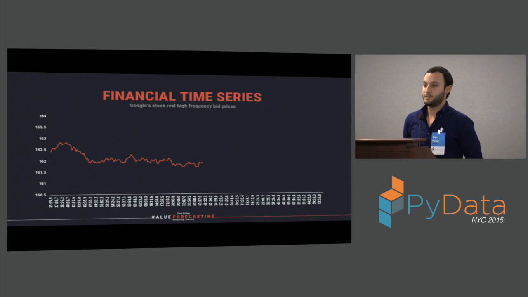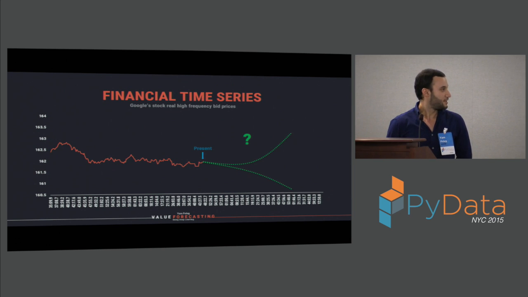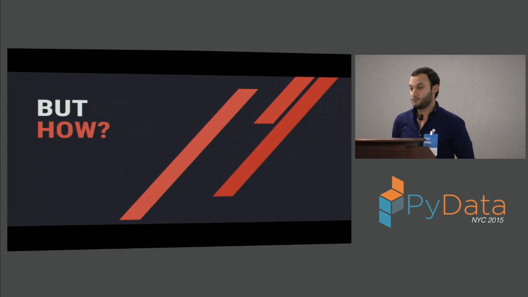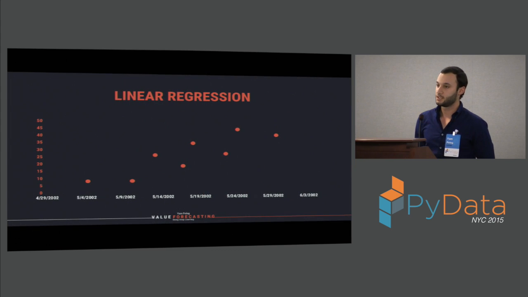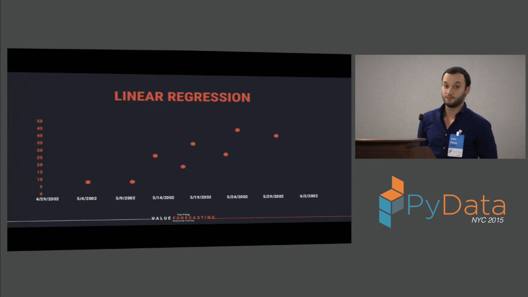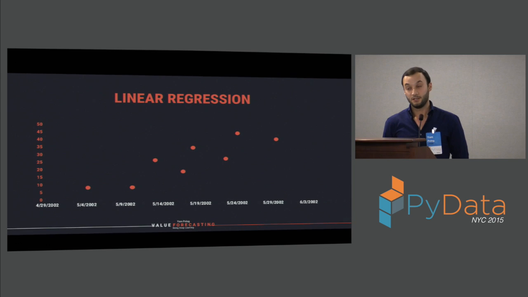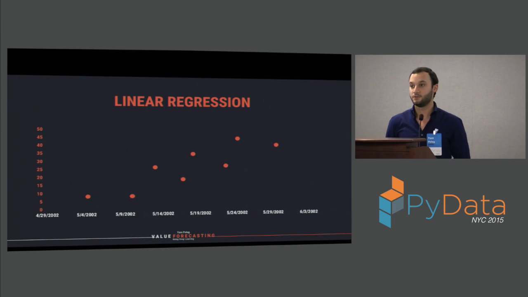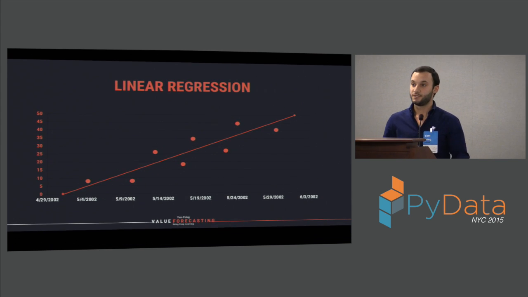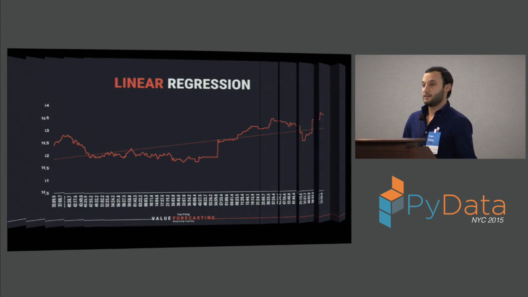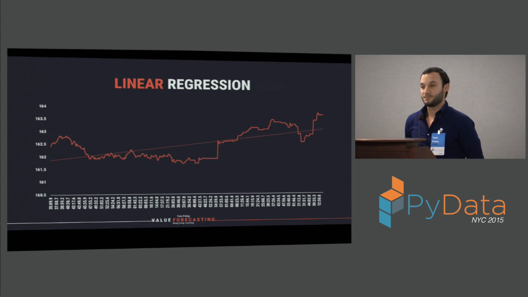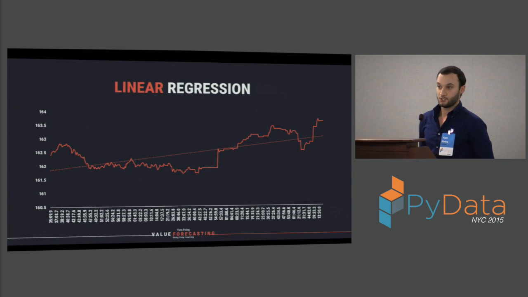Now, what we want to do is basically forecast the future. Now, how are we going to do that? Well, I'm pretty sure that most of you, if not all of you, are familiar with linear regression. Basically, you get samples, you try and find a line that represents those samples. Now, if you take that and put that on a time series, you won't get good results. So what do we do?